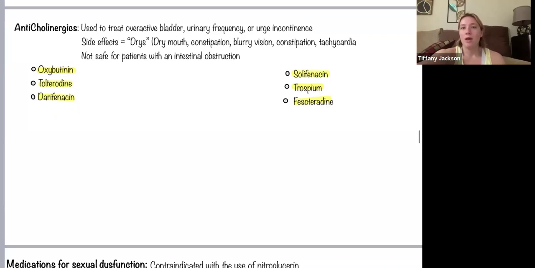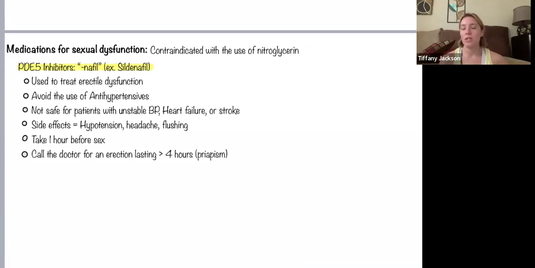Alrighty. And last but not least, we have medications for sexual dysfunction. Remember, absolutely contraindicated with the use of nitroglycerin. Okay. These end in nafil. Example would be sildenafil. Again, used to treat erectile dysfunction. We're going to want to avoid the use of antihypertensives. These are not safe for patients with heart failure, stroke, or unstable blood pressure. This medication can cause some hypotension. Patient might experience headache or flushing. They are to take it 1 hour before having sex.